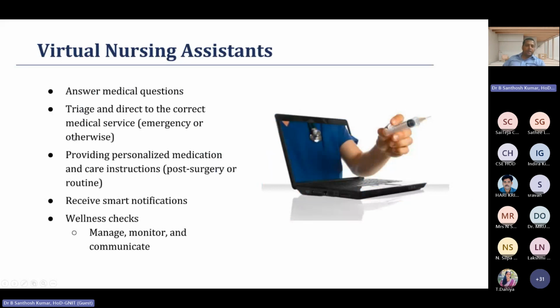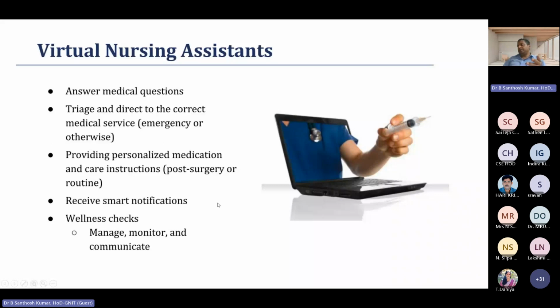the correct medical service, whether it is emergency or otherwise. Then it provides personalized medication and care instructions. Then receive smart notifications, then wellness checks, which will manage, monitor and communicate.